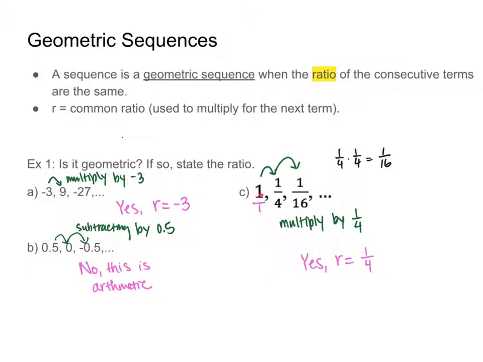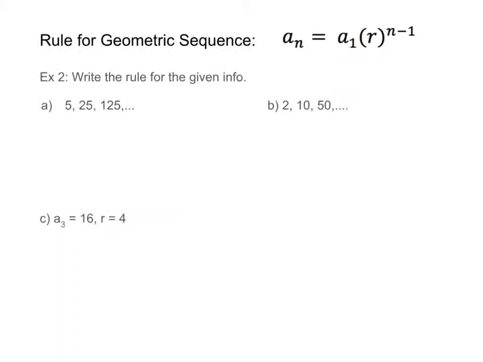I also like to mention that you could also think of this problem as dividing. Some people see this as 1 divided by 4 to get 1/4, and then they would take this again and divide it by 4 to get 1/16. But when you are talking about geometric, you have to represent r as some number that you multiply by. That's why I wrote it as a fraction, 1/4. But this also implies dividing by 4. Okay, so let's take a look at the next slide.